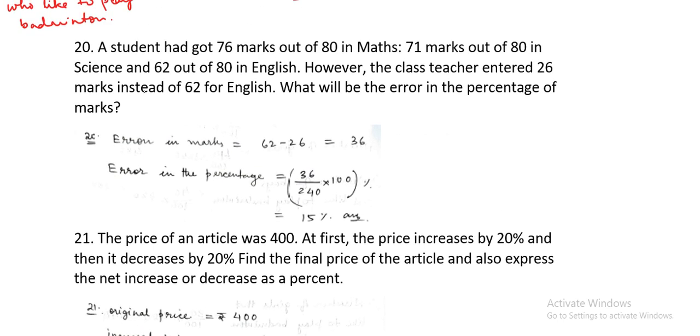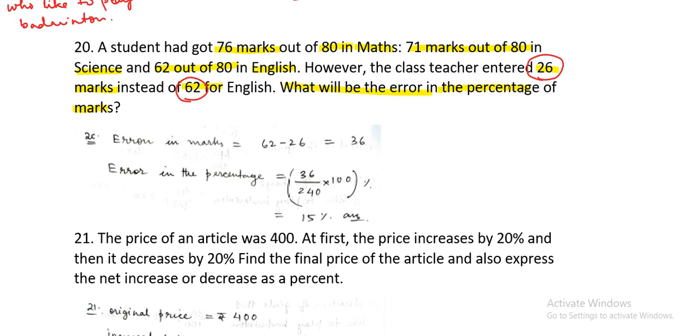What is there in 20? It is asking: a student got 76 marks out of 80 in maths, 71 marks out of 80 in science, and 62 marks out of 80 in English. However, the class teacher entered 26 marks instead of 62 for English. Now what will be the error in percentage of marks? So basically, a student was supposed to get 62. He has got 62 in English, but the teacher has entered 26 by mistake in the computer. Now what was the error percentage?